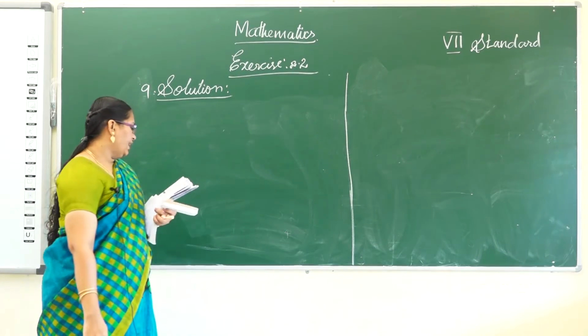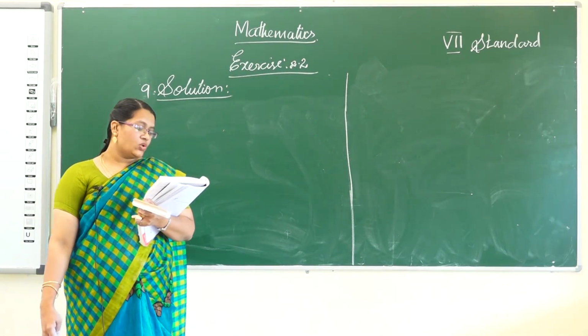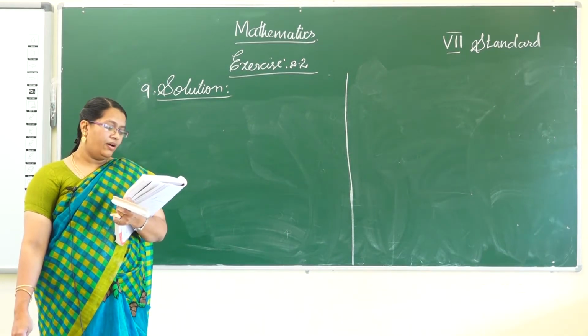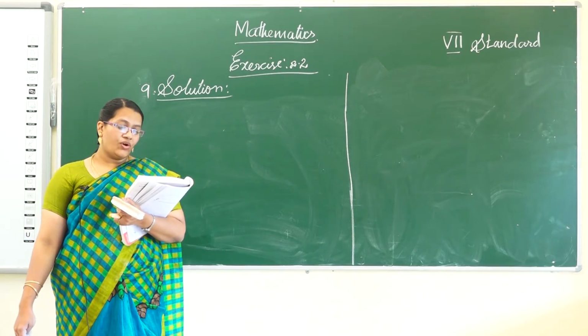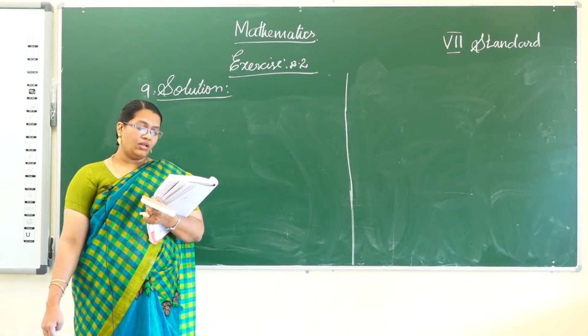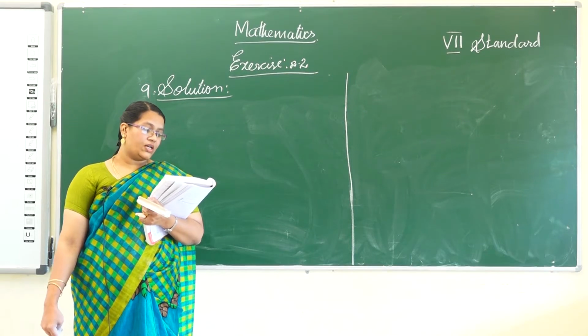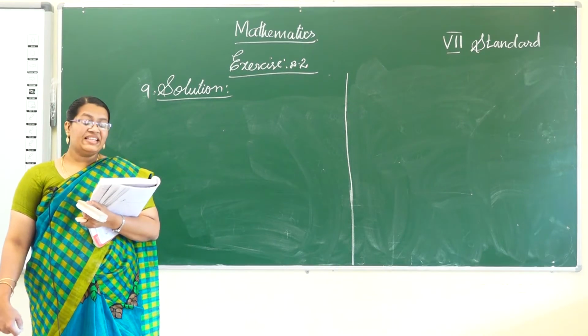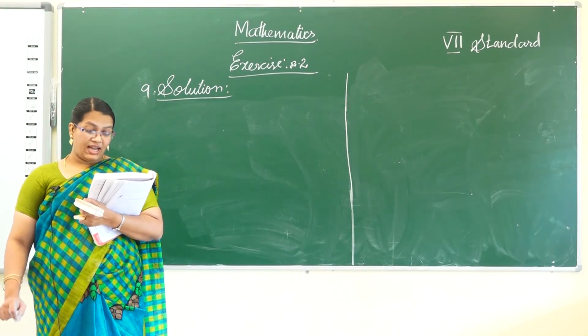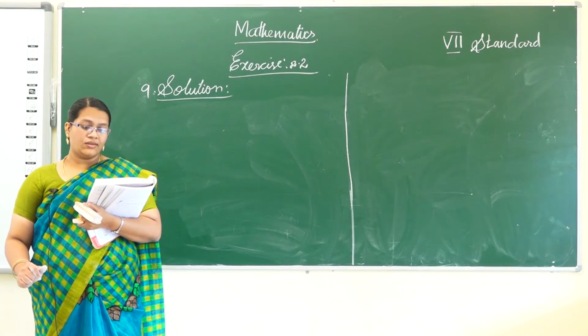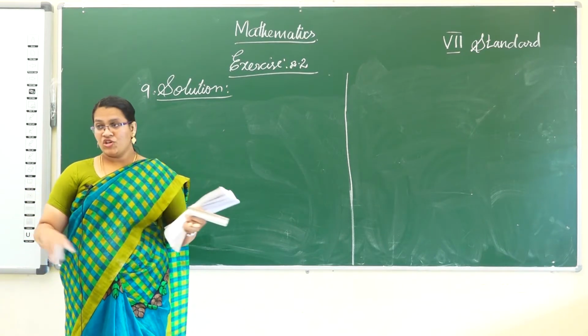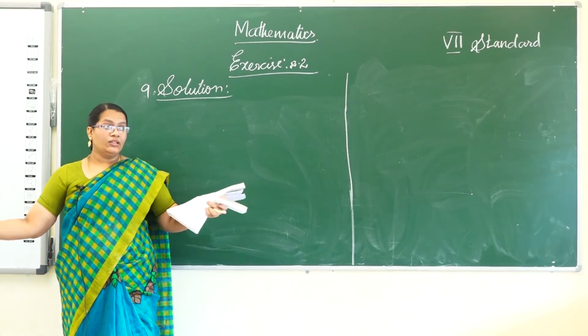What is given in the 9th problem? If 28 trousers of equal size can be made from 63 meter of cloth, what length of cloth is required for one trouser? So 28 trousers of equal size can be made from 63 meter of cloth.